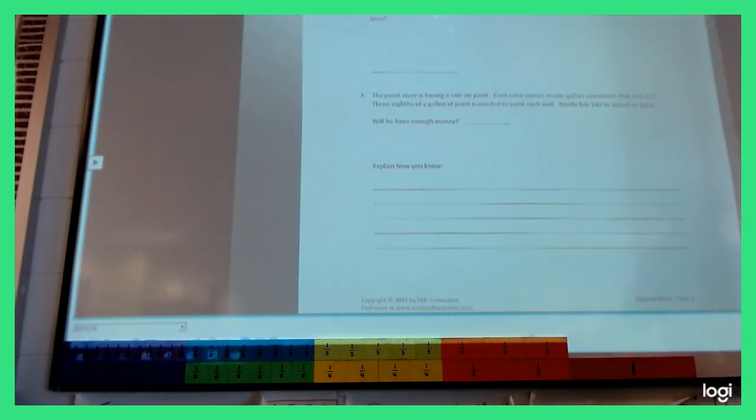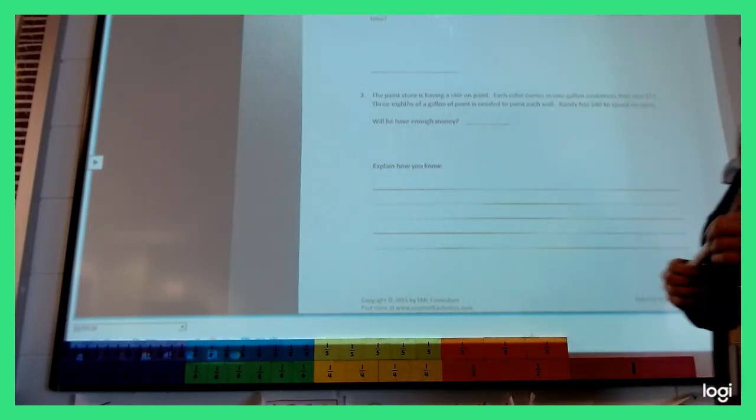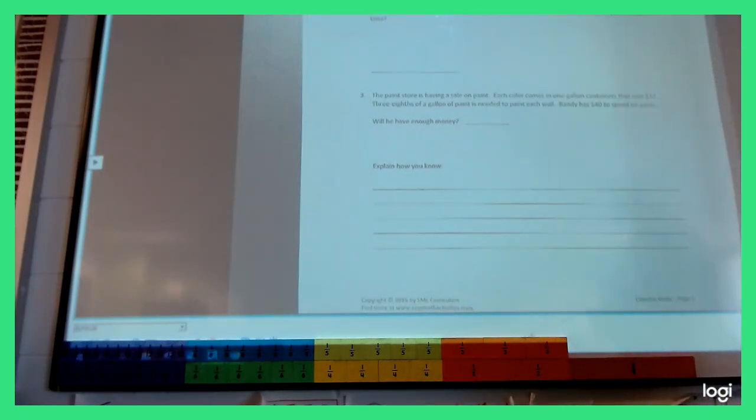Liam, nice and loud. The paint store is having a sale on paints. Each color comes in 1 gallon containers that cost $12. 3/8 of a gallon of paint is needed to paint each wall. Randy has $40 to spend on paint.